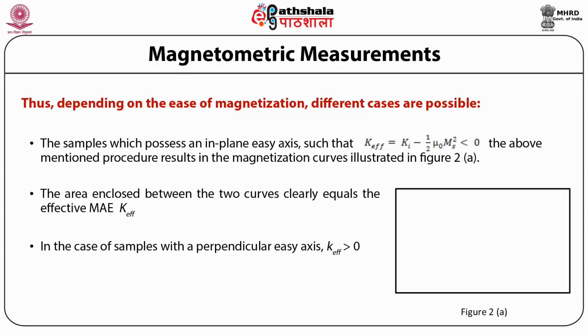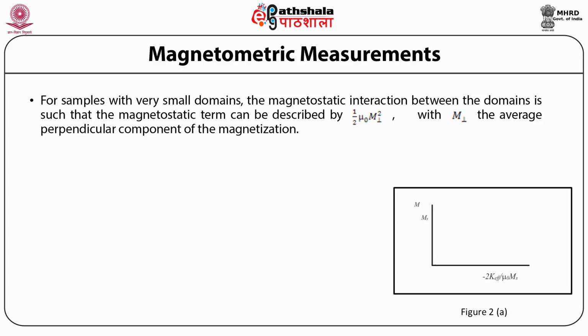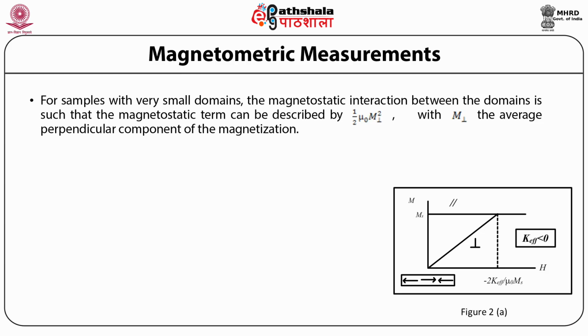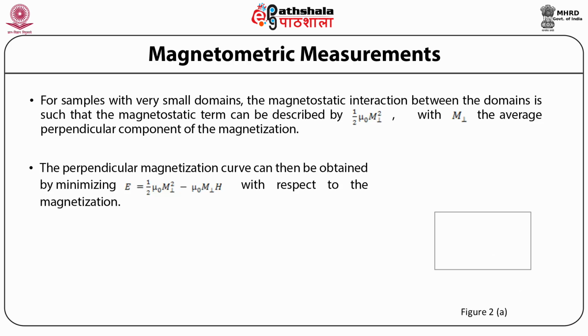Secondly, in the case of samples with a perpendicular easy axis, K effective will be greater than 0. For samples with very small domains, the magnetostatic interaction between the domains is such that the magnetostatic term can be described by half of mu naught into m perpendicular squared, with m perpendicular the average perpendicular component of the magnetization. The perpendicular magnetization curve can then be obtained by minimizing E equals 1/2 mu naught m perpendicular squared minus mu naught m perpendicular H with respect to the magnetization.